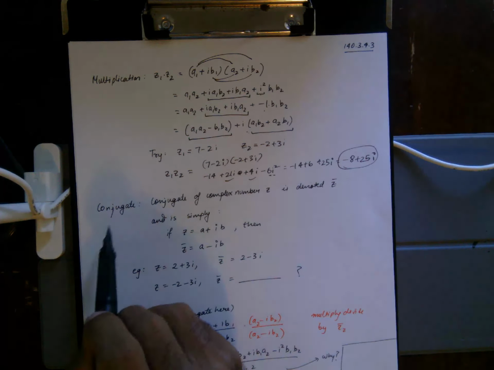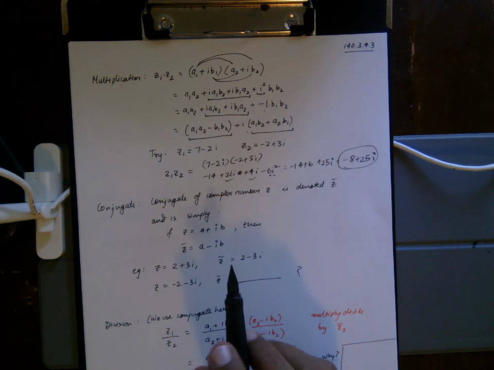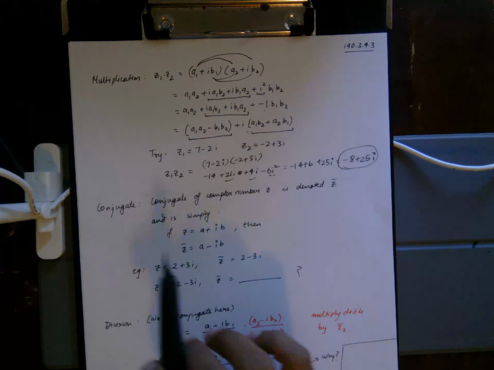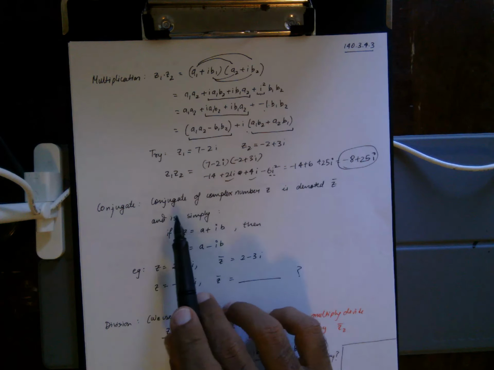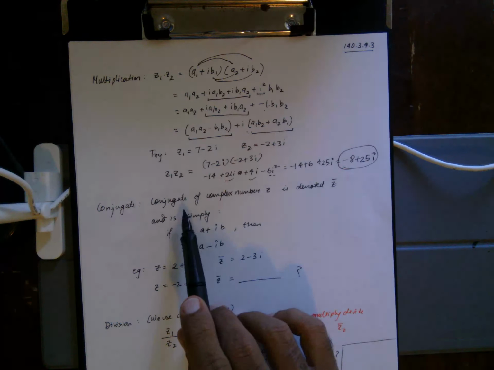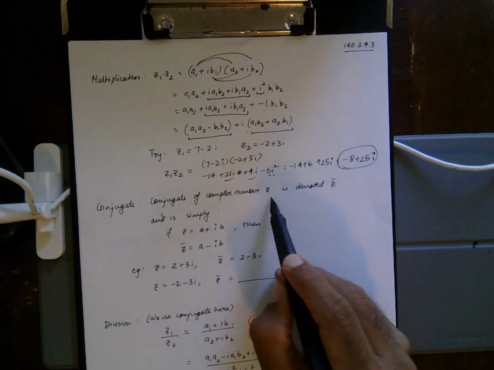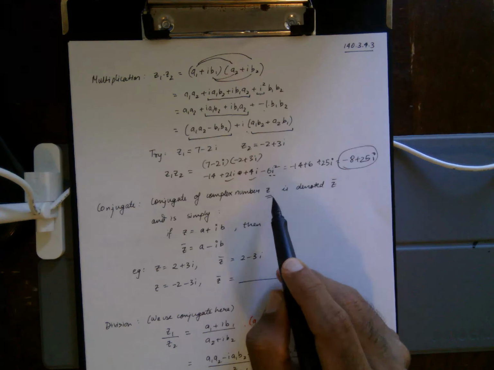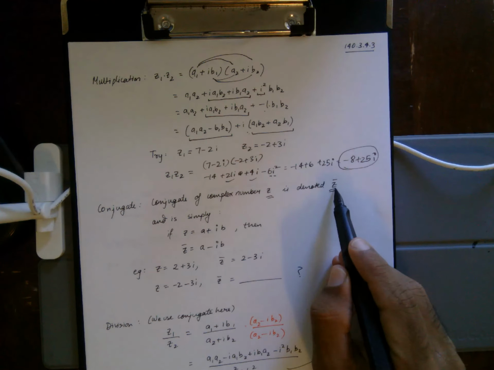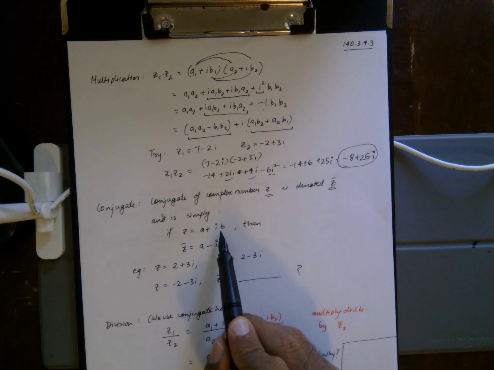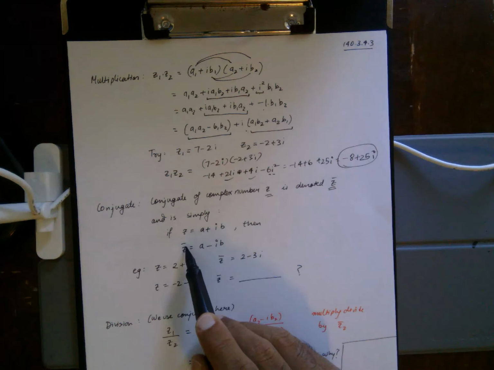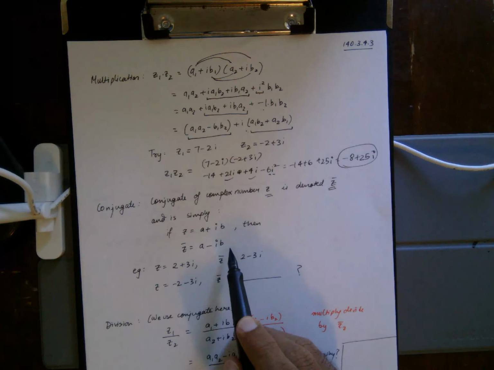Next operation is, you can say, kind of unique to complex numbers, but you have seen this in radical rational functions in 103. The conjugate of a complex number, z is the variable we use for complex numbers, is denoted by z with a bar on top. And what it is, you just flip the sign of the imaginary part. So if z is a plus ib, then z bar, or the conjugate of z, is a minus ib.